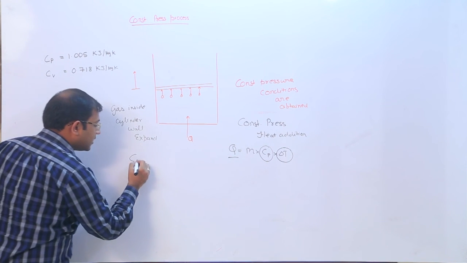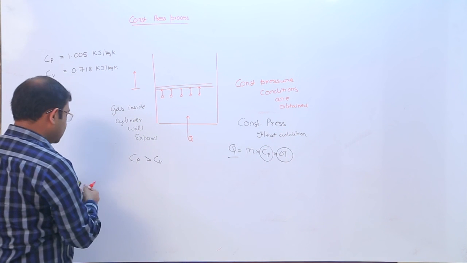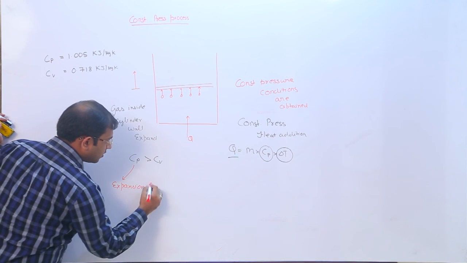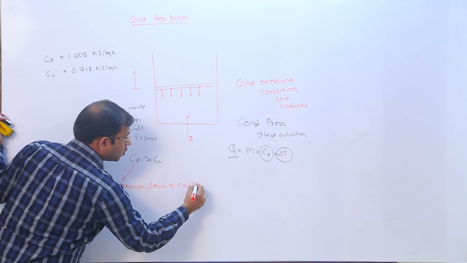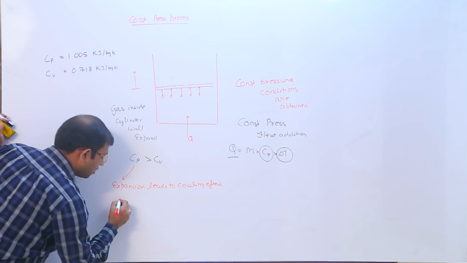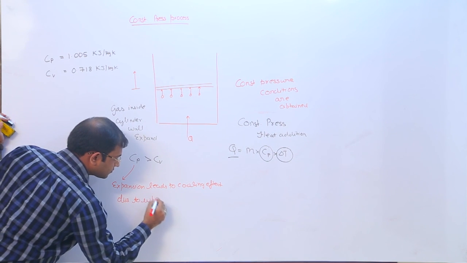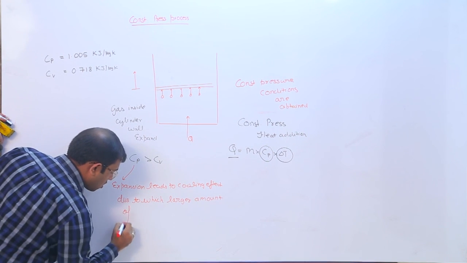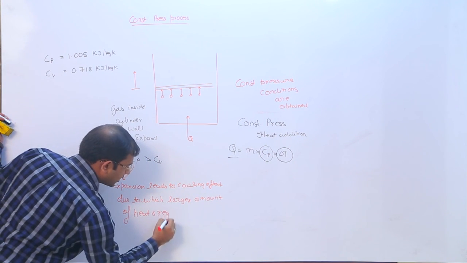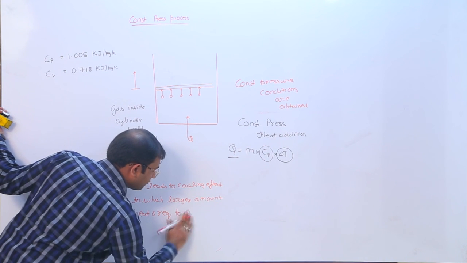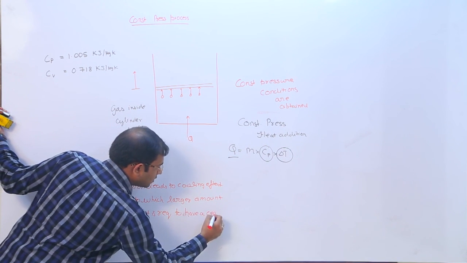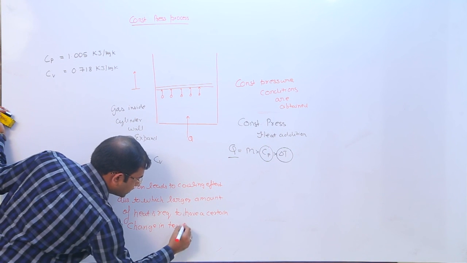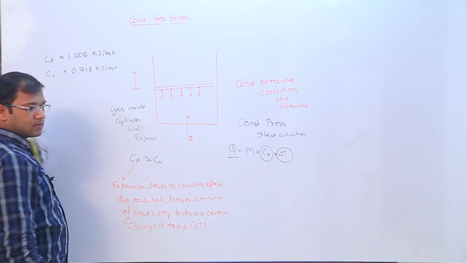So, here what we see is that Cp is greater than Cv, and the reason being that expansion leads to cooling effect, due to which larger amount of heat is required to have a certain change in temperature, that is delta T. Is it okay?